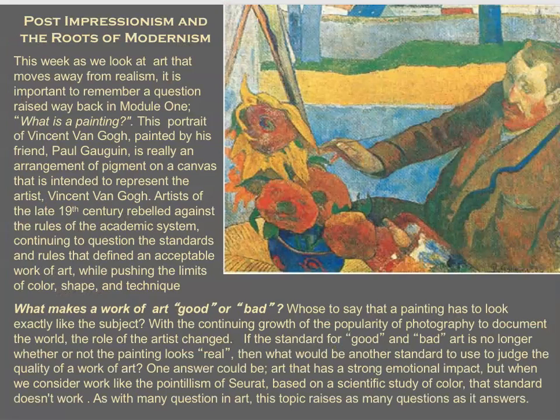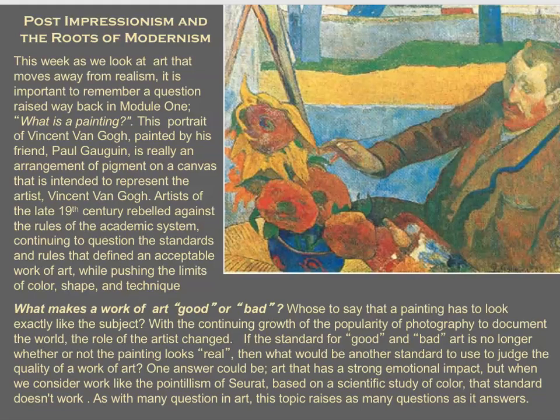This is Van Gogh as painted by his friend Gauguin. So we're going to be looking at art that begins to move away from realism. And it's important to return to a question that we raised way back in Module 1 as we begin to look at this. And that would be a very simple question. What is a painting? So here we have this portrait of Vincent van Gogh, painted by his friend Paul Gauguin. But it's not Vincent van Gogh. It's an arrangement of pigment on a surface. And that's really all that a painting is.